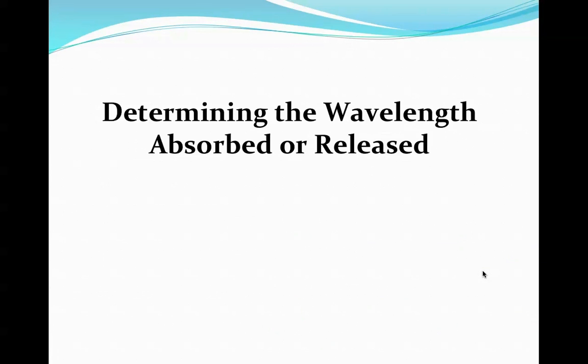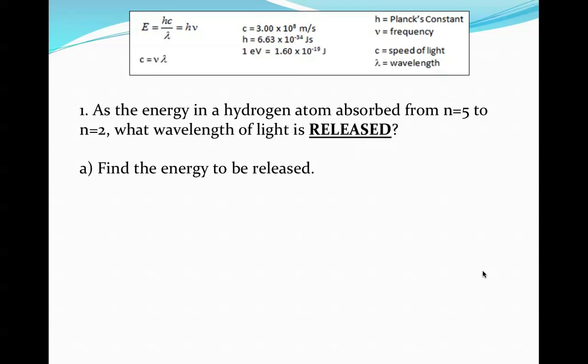So now we're going to take that and determine the wavelength that could be absorbed or released. So as energy in a hydrogen atom is released from n equals 5 to n equals 2, what wavelength of light is released? So just make sure in your note packet, I was able to change this one, but I didn't catch the one before. Make sure those both say released. What wavelength of light is released? So first we just have to find the energy, which we just did in our previous slide. So we're still going from n equals 5 to n equals 2.